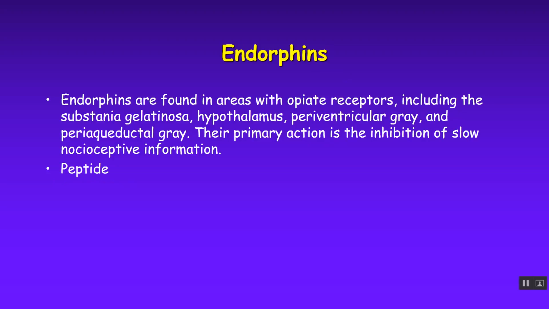Endorphins, we're going to just talk about them as a group. Endorphins are found in areas with opiate receptors. Spinal cord, substantia gelatinosa in the spinal cord. Substantia gelatinosa is a little region within the dorsal horn of the spinal cord. That is important, it's one of your first connection points for pain, and so endorphins can help counteract pain by decreasing and inhibiting those connections within the substantia gelatinosa.